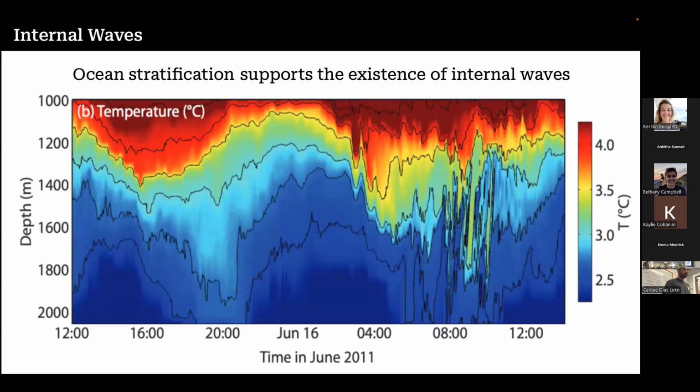Because the ocean is stratified, it supports the existence of internal waves. This is a time series. The x-axis is time, the y-axis is depth, the colors are temperature, and the lines are density, and we can see that there are a bunch of fluctuations. There are longer time scale fluctuations, and there are smaller wiggles. These are all internal waves that happen in the ocean because there's stratification.